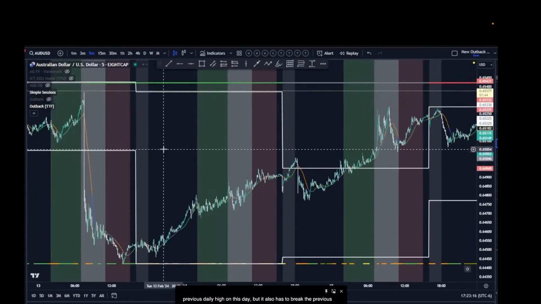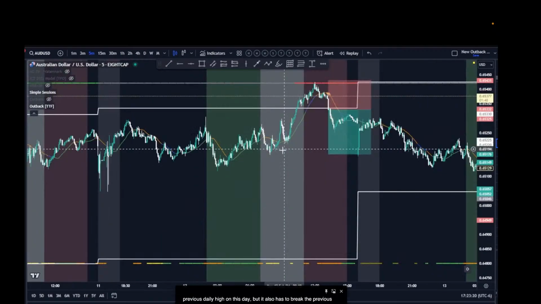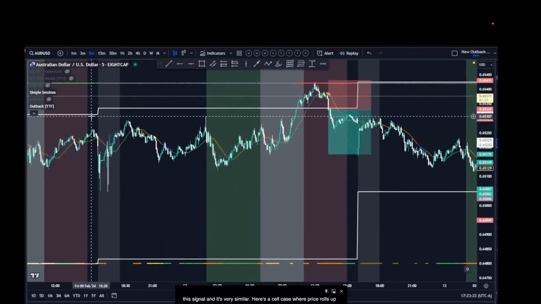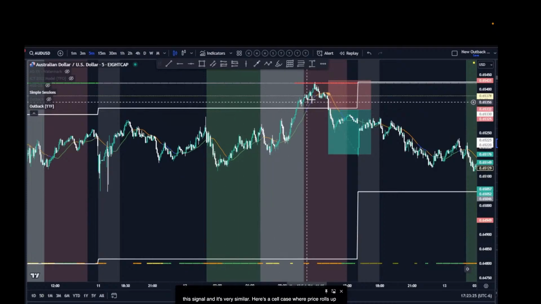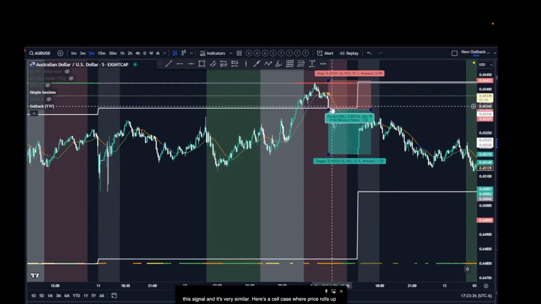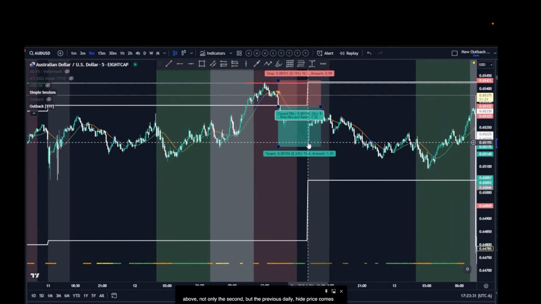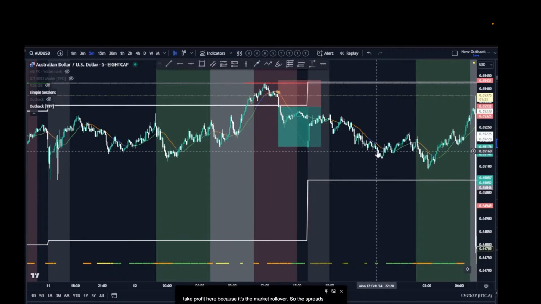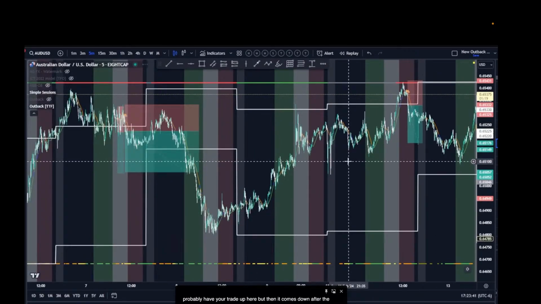And it's very similar. Here's a sell case where price rolls up above not only the second, but the previous daily high. Price comes down extremely hard. We get our sell. Obviously, we don't take profit here because it's the market rollover, so the spreads probably have your trade up here, but then it comes down after the spreads have calmed down, and you get your take profit hit, which is awesome.